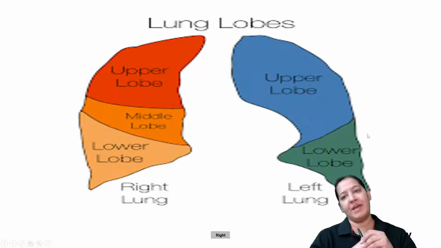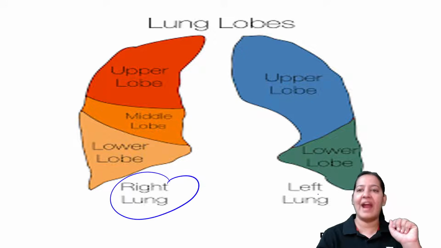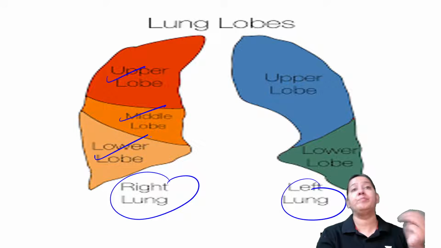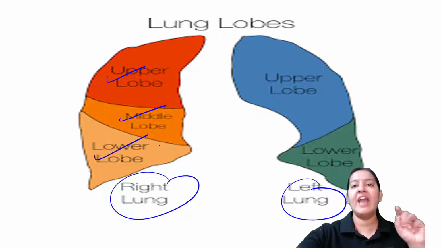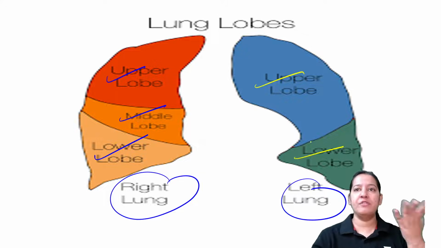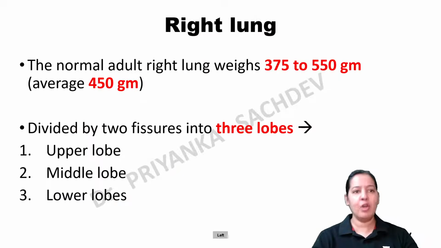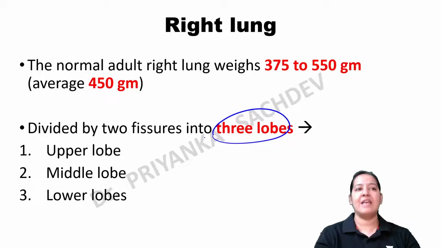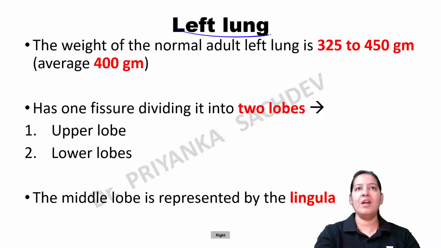We know humans have a pair of lungs. We have 2 lungs, the right lung and the left lung. In the right lung, we have 3 lobes. You can see upper lobe, middle lobe, and lower lobe. But in the left lung, we have only 2 lobes, upper and lower. So where is the middle lobe of the left lung? The middle lobe of the right lung is larger. Of course, we can see right lung is having 3 lobes. It is having upper, middle, and lower. But in left lung, only 2 lobes are present.